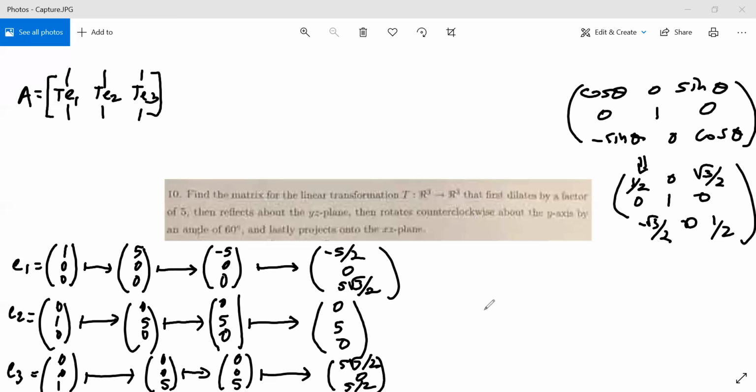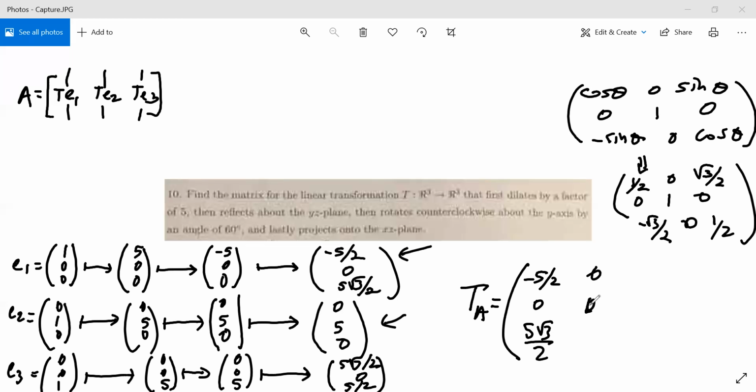So now the matrix, let's call that the standard matrix. So matrix TA is the standard matrix. The first column is going to be this guy, negative 5 over 2, 0, 5 root 3 over 2. This is the second column, 0, 5, 0. And this one is the third one, 5 square root of 3 over 2, 0. So this will be the standard matrix of this transformation that applies those transformation rules.